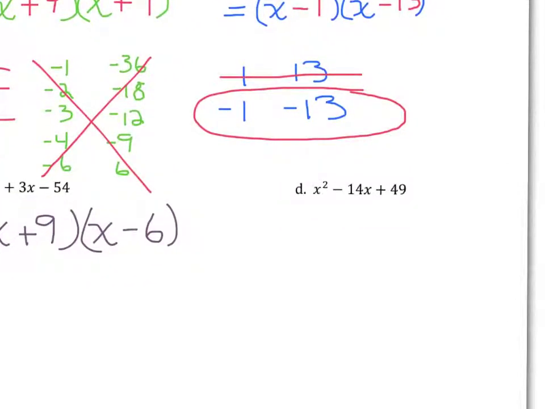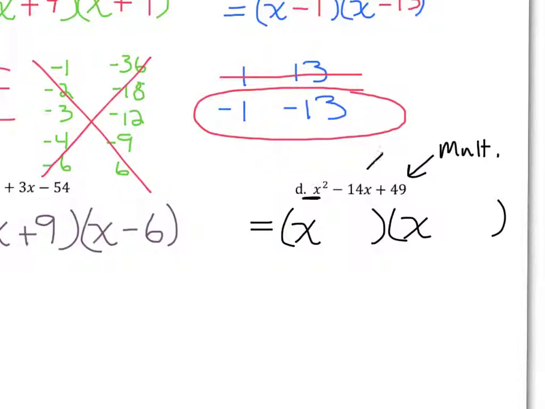All right, part D, we have x squared minus 14x plus 49. Again, there is no GCF, so I'm going to draw my set of parentheses and put an x in my first spot so that I can get that x squared. I need two numbers that multiply to give me 49 but add up to a negative 14. Those two numbers would be negative 7 and negative 7, right?